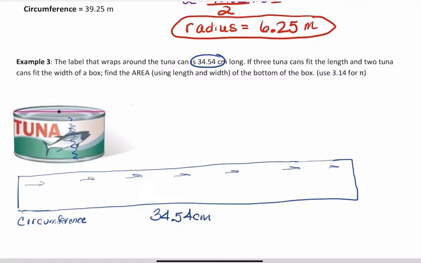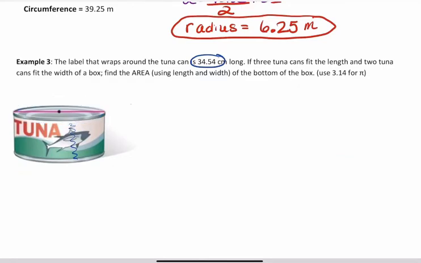So that's what it just told us. It just told us that the circumference of this tuna can, around that tuna can once, is 34.54 centimeters around. That's what's going on there.